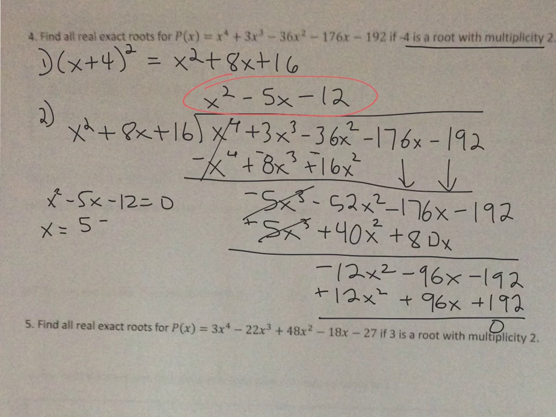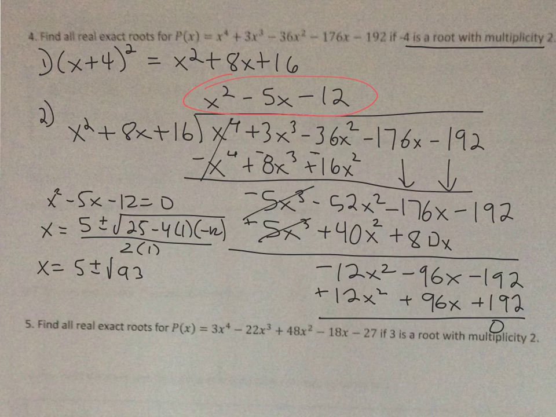So that's going to be 5 plus or minus the square root of 25 minus 4 times 1 times -12, all over 2 times 1. So x equals 5 plus or minus, positive 48 plus 25 is 93, square root of 93. And so 93 doesn't break down. So our other two roots are these guys. These are the other roots.